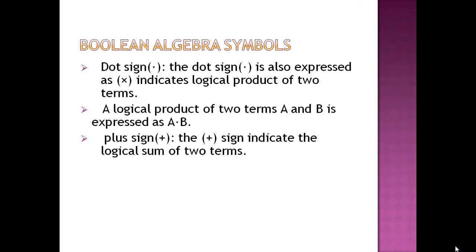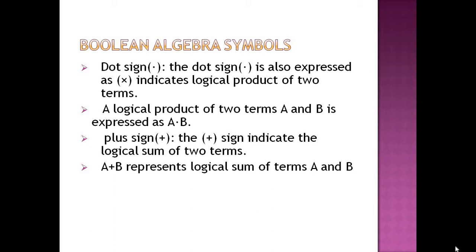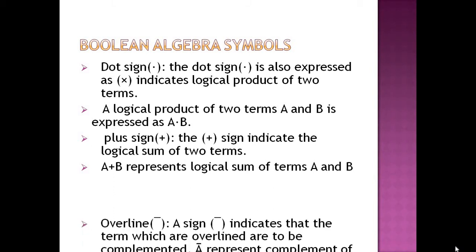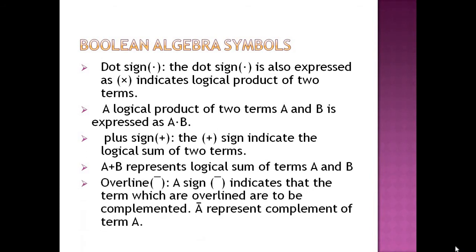The second symbol is the plus sign. The plus sign indicates the logical sum of two terms. A plus B represents the logical sum of terms A and B. It is also called A or B. The third symbol is the overline. An overline indicates that the term under the overline is to be complemented. A bar represents the complement of term A. So the overline is also called the bar of a particular sign.